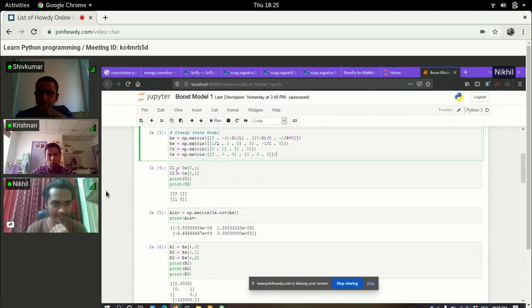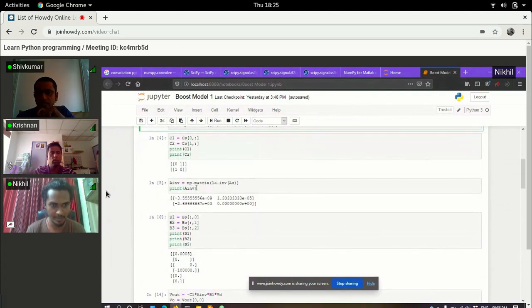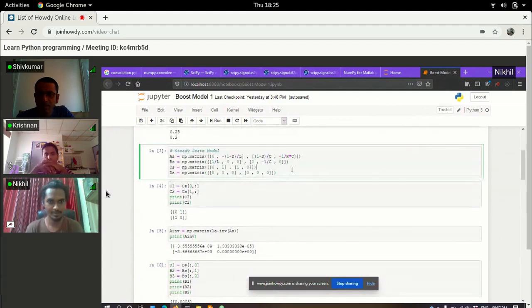So C1 is the first row of the CS matrix, and C2 is the second row of the CS matrix. This is the inverse of A. Okay, now CS, just go up 1 minute. Let me see, if you can scroll up. So you are basically using x dot is equal to Ax plus Bu and y is equal to Cx plus Du, right? Now, y is the output, right? Now that is computed in further steps.